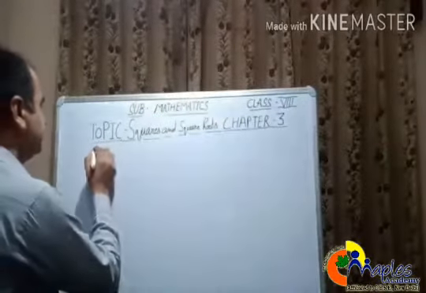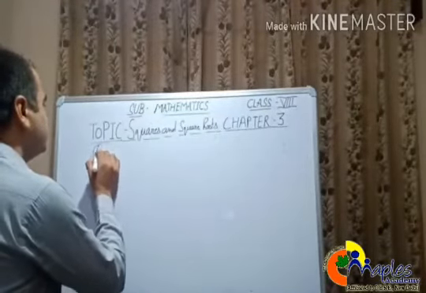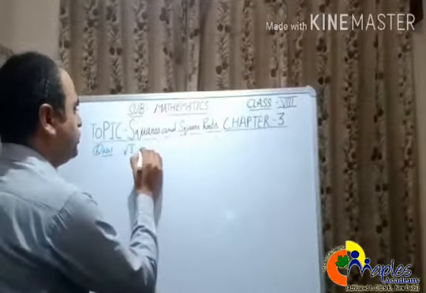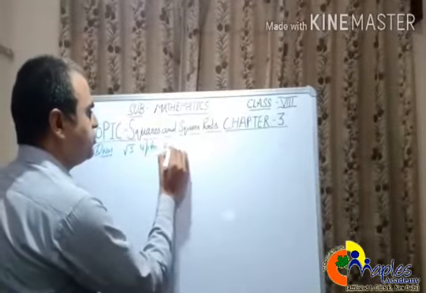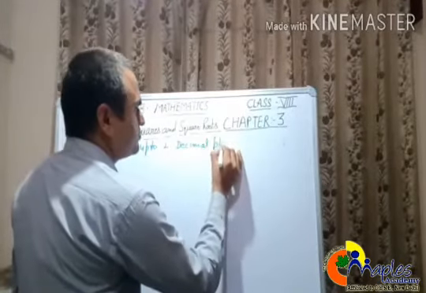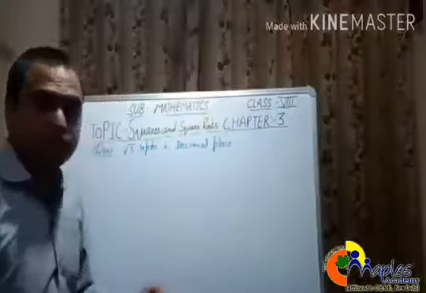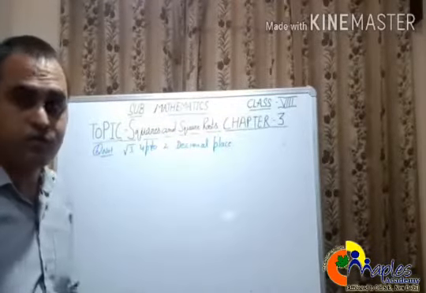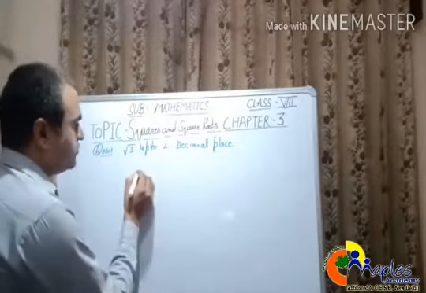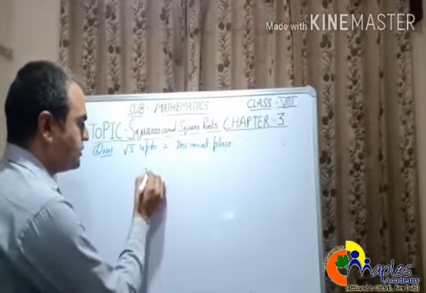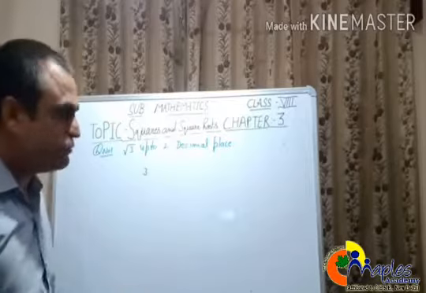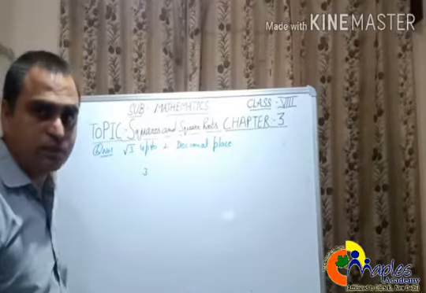Question number 1: we have to find the square root of 3 up to 2 decimal places. This is an interesting question. First we have to write 3. After that we have to write a decimal. After that there are 2 decimal places. We have to find the square root up to 2 decimal places.